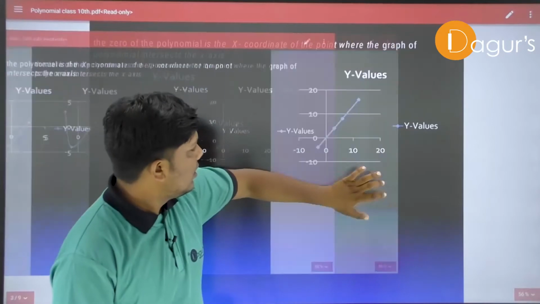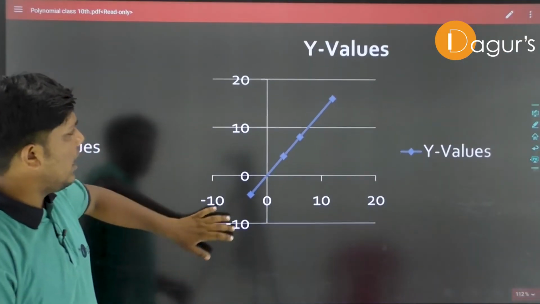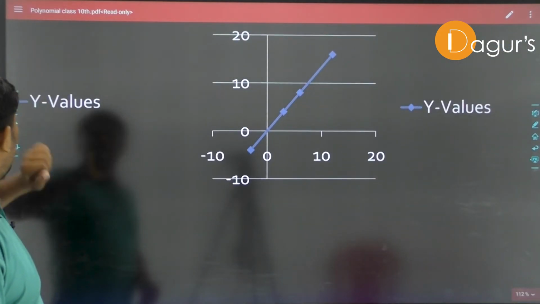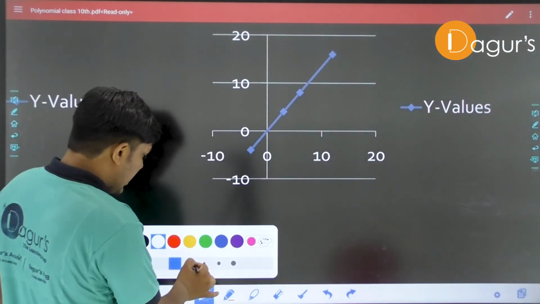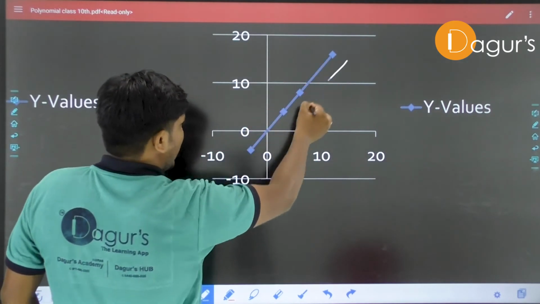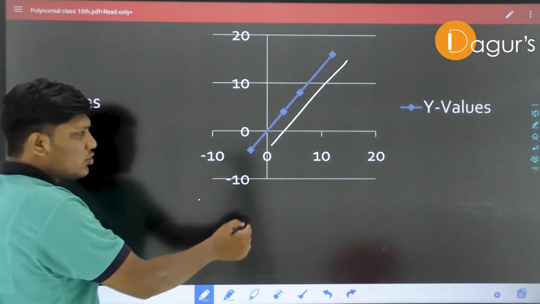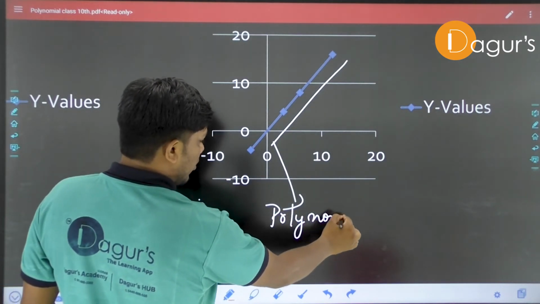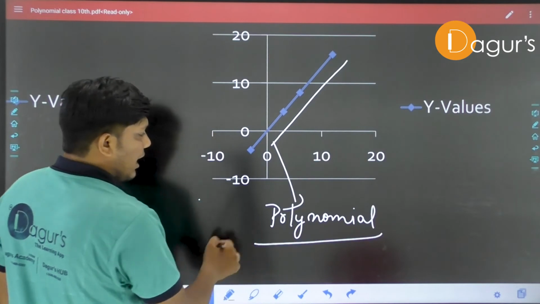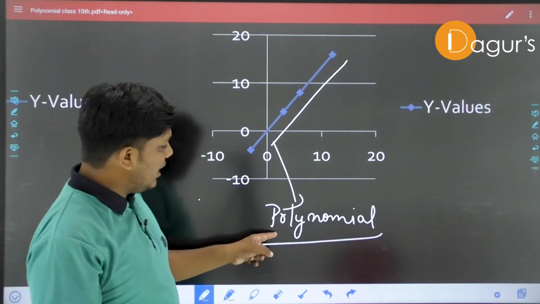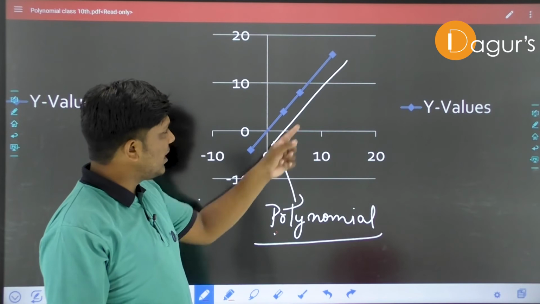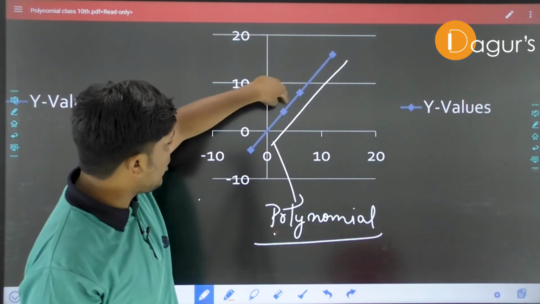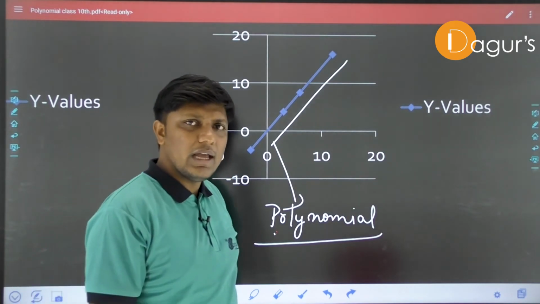Now, again I have zoomed it here. Now you can observe, this is again a blue line, and this line is showing a polynomial. And exactly the graph of this polynomial is a straight line. The graph of this polynomial is a straight line, okay.